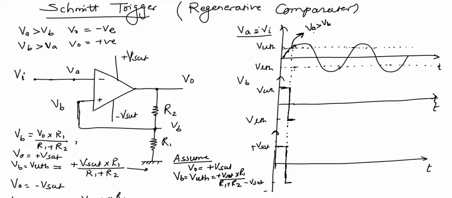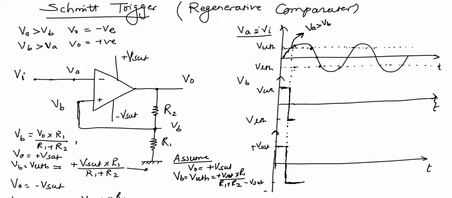Va is greater than Vb, clearly seen, so output will be minus Vsat. If we are at this point, if it crosses this point, we know that at this time Vb is not equal to VUTH, which means there is no reference line at this point, so there will be no effect on the output. Now when it crosses 0, again there will be no effect.